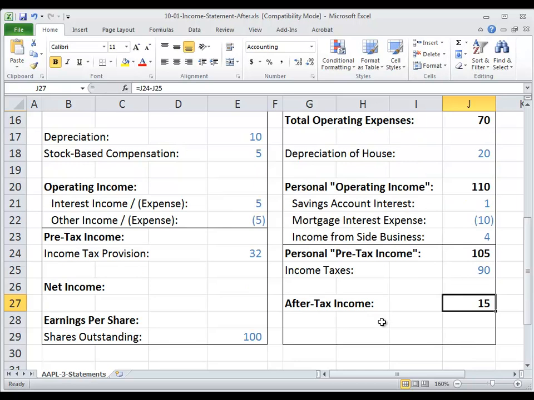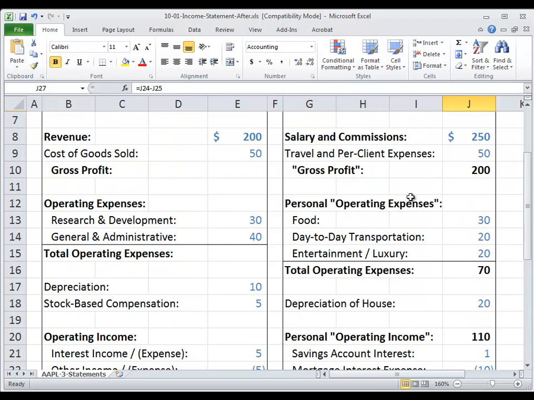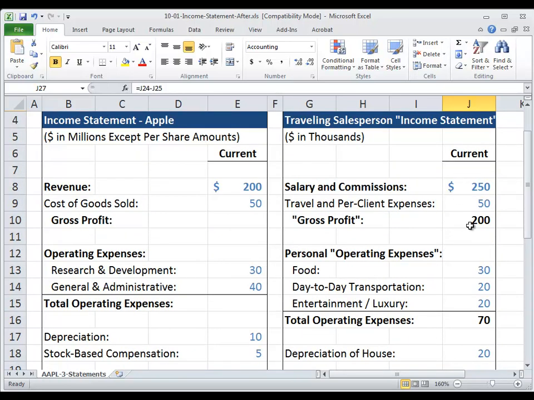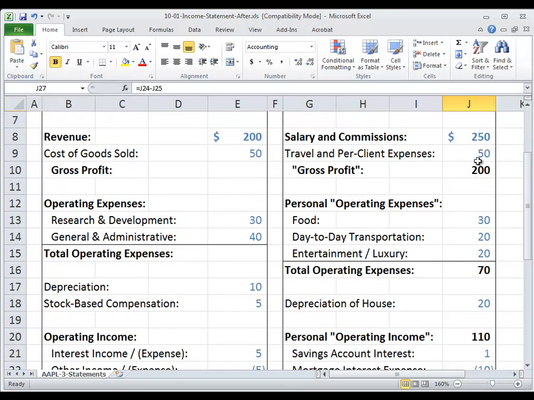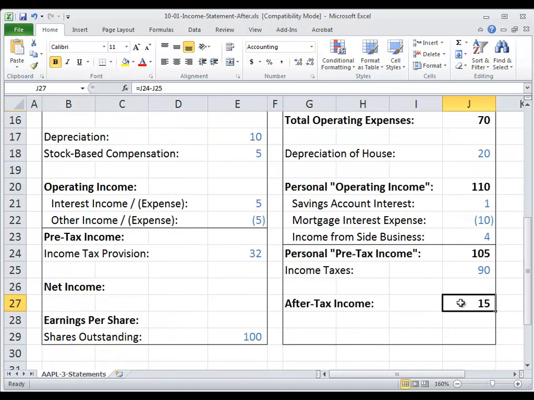So overall, this traveling salesperson is not making too much money here. He has income of $250,000 and income after business expenses, after cost of goods sold here, of $200,000. But overall, he's not making that much, primarily because the taxes are so high. So this person is probably in a country like the US or the UK where taxes are extremely high, and that's why his take-home pay is not particularly high.